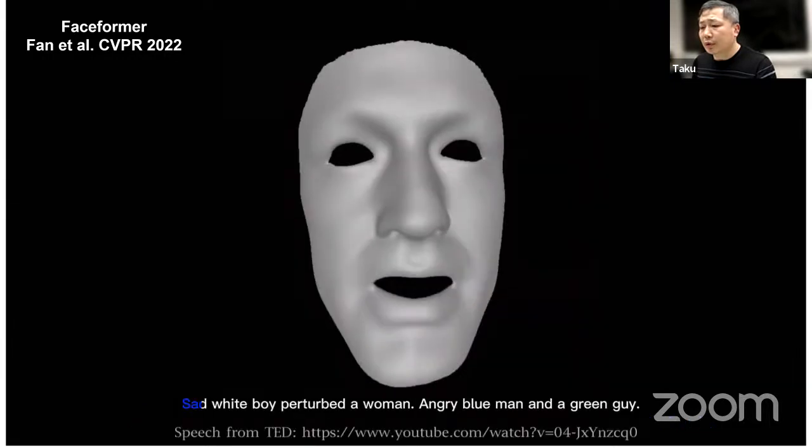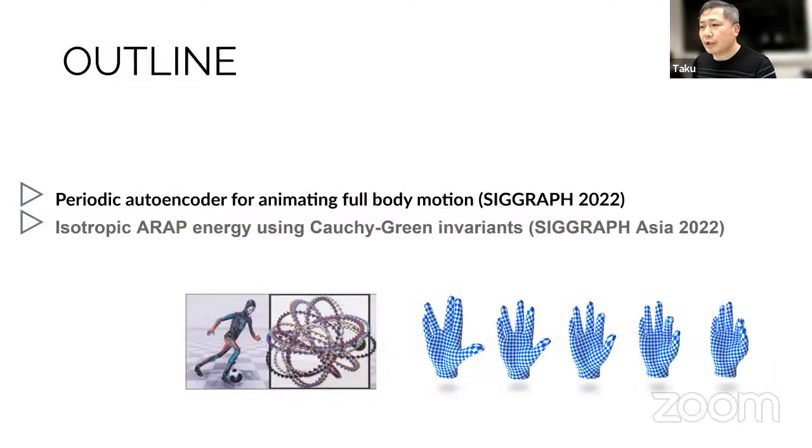Sad white boy. So that was the facial animation part. But this is not described in this talk, so if interested, please check the paper. For today, I will first talk about the periodic autoencoder for animating full body motion. This was from SIGGRAPH last year. And then about this isotropic ARAP energy for simulating the deformation of objects.